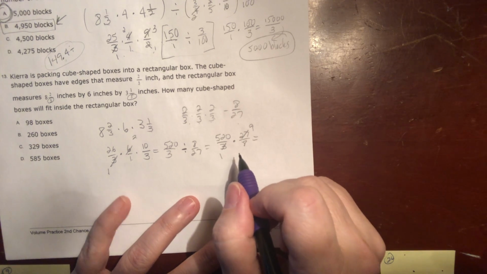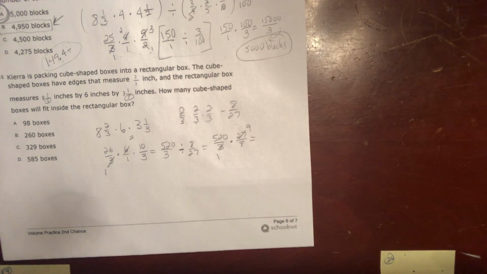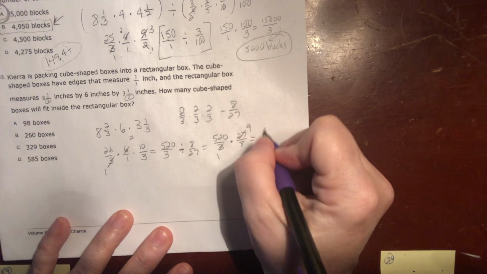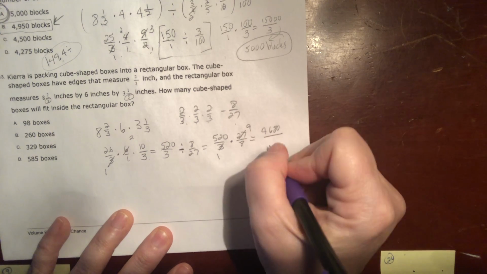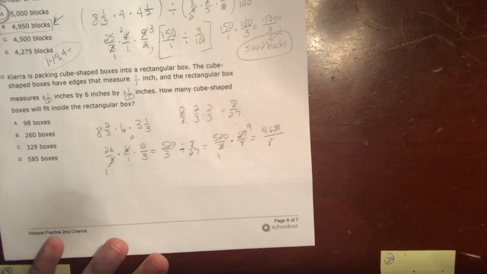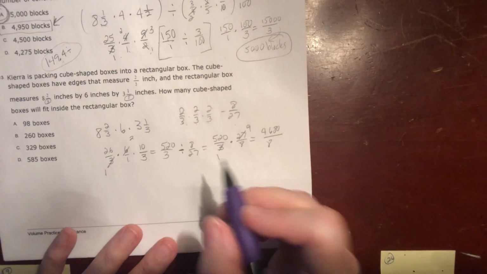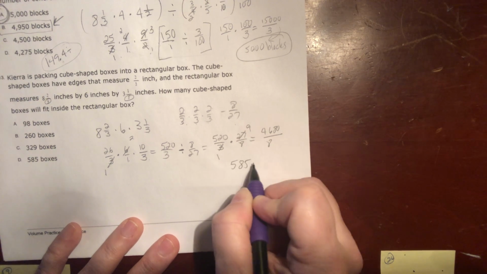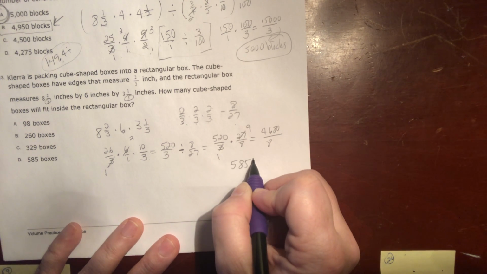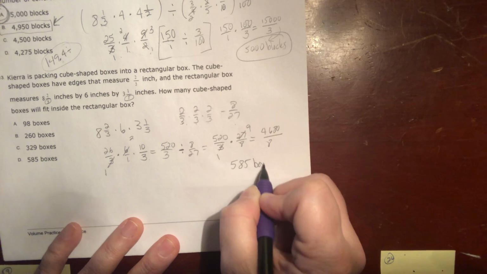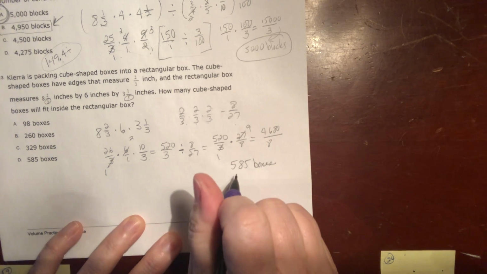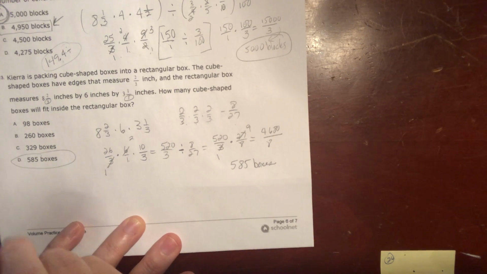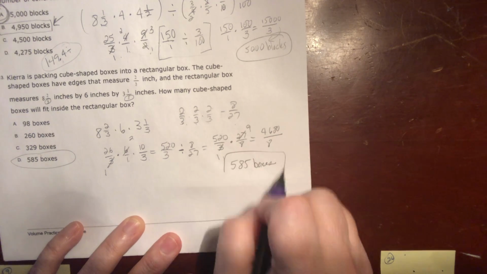All right, so 520 times 9 is 4,680 divided by 8, 585. Okay, let's check the answer. So I'm thinking it's D. 13 is D. We got that one right. And we did it the same way we did this one. Just that, for whatever reason, whoever wrote that question did something weird.